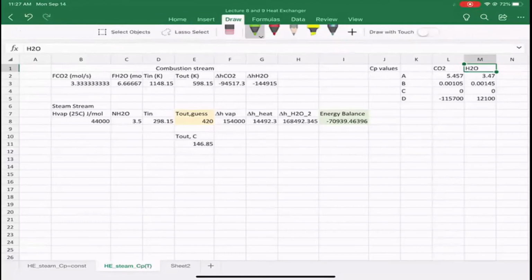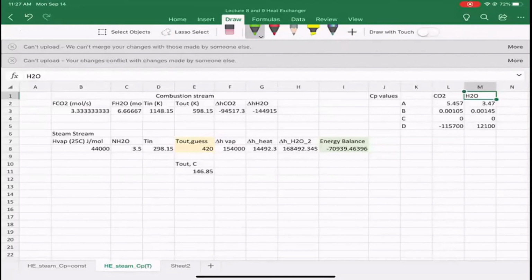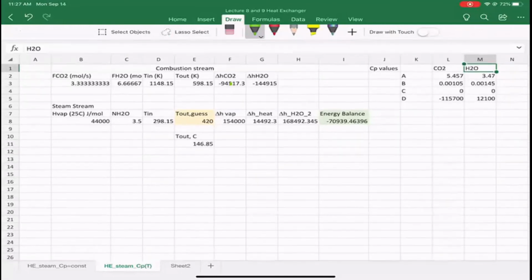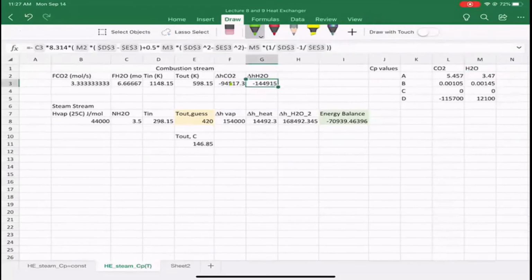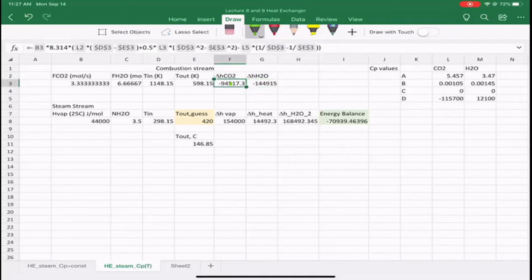cells where we're calculating the enthalpy change. I have this enthalpy change with water and CO2, and you'll see that the values for CO2 and water that we pulled from the back of the book that we wrote just a minute ago are here on the right-hand side, okay?